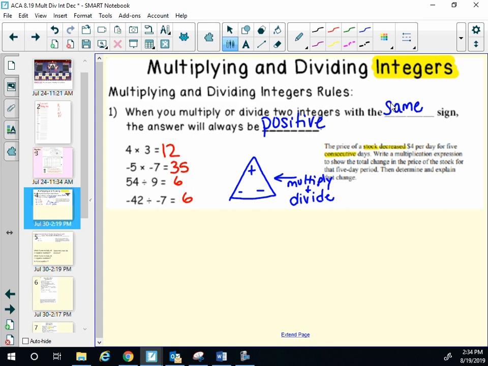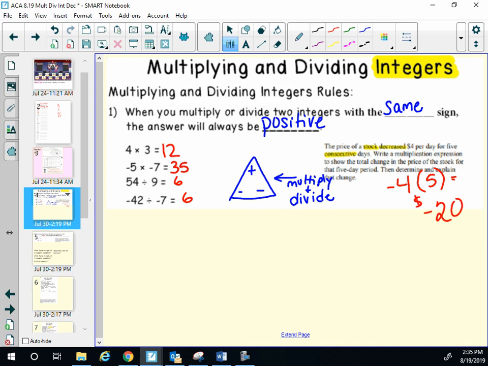And our word problem: the price of a stock decreased $4 per day for 5 consecutive days. Write a multiplication expression to show the total change in the price of the stock for that 5-day period. Then determine and explain the change. If it decreased by $4, how would I write that? If something decreased by 4, negative. It's going to be -4. And if it happens for 5 days, it's going to be -4 times 5.